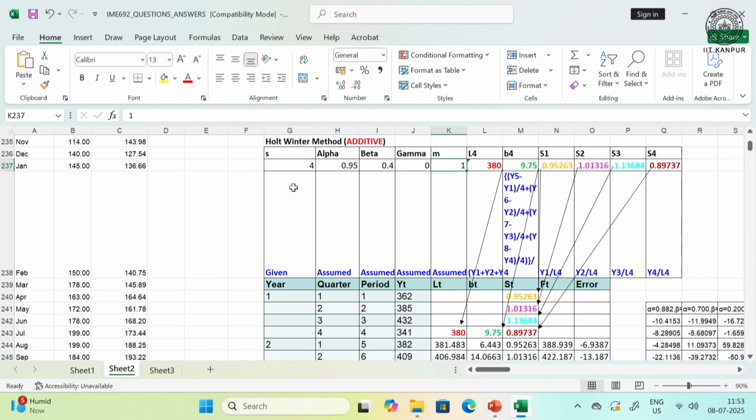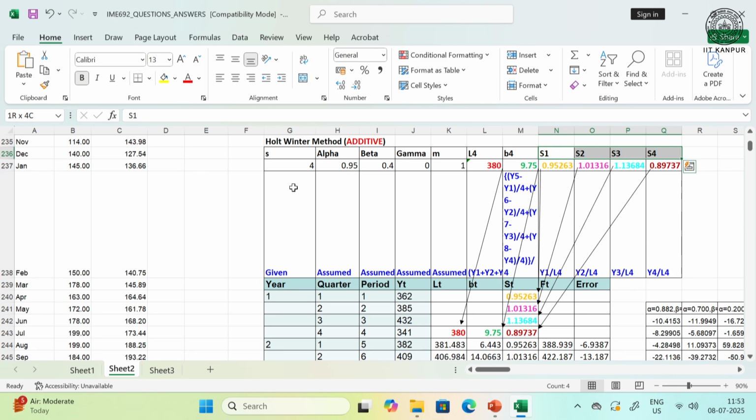Now, if you remember, as seasonality is 4, we need to find out the value of L4. So, we will have L4, we will have B4, because the suffix 4 is for the seasonality. If you remember, you have taken the seasonality concept of capital S1 to capital S_S. So, s is basically the time frame of the seasonality. So, here it will be S1, S2, S3, S4 as mentioned here, which I am just highlighting: S1, S2, S3, S4.